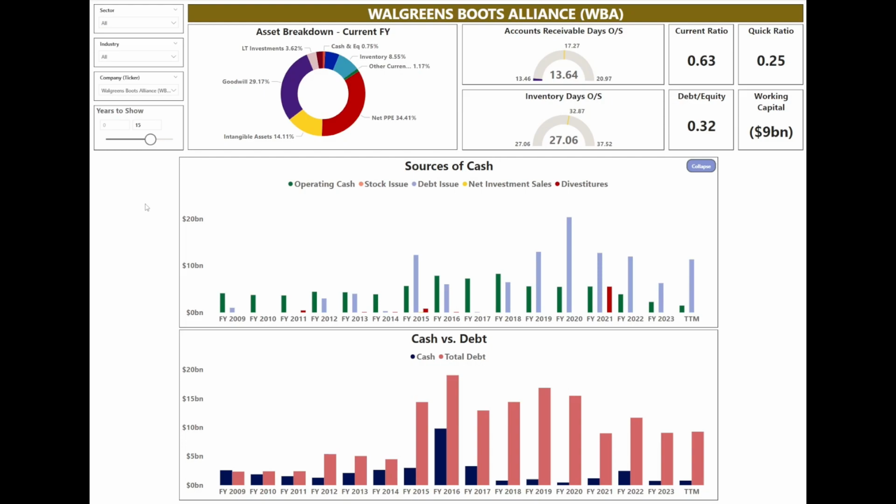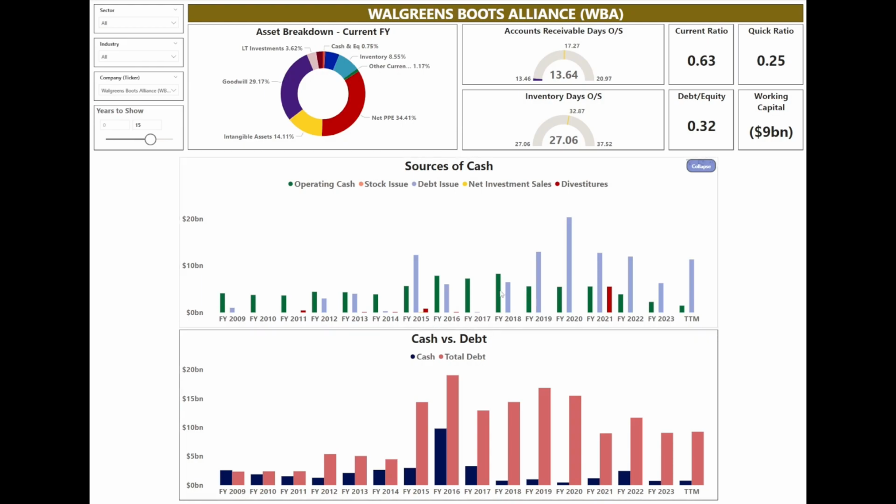Here is an example of red flags when you're looking at your cash sources. This is Walgreens Boots Alliance. Notice how the blue is much higher than the green, especially after around 2015. And you can see that reflected down here on the cash versus debt. The cash has steadily been decreasing, while that debt, while decreasing, is much, much higher.